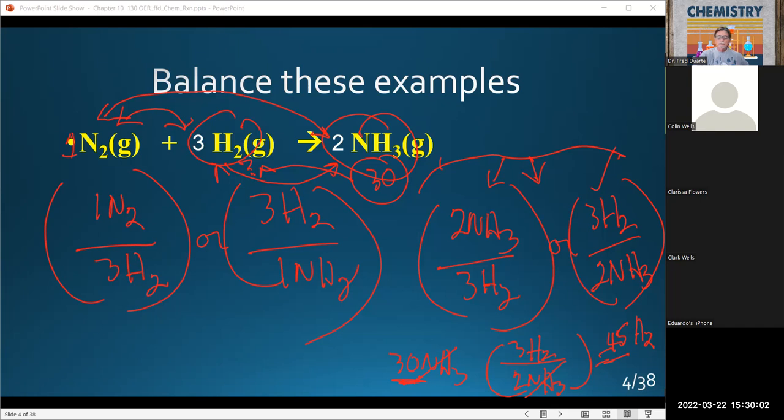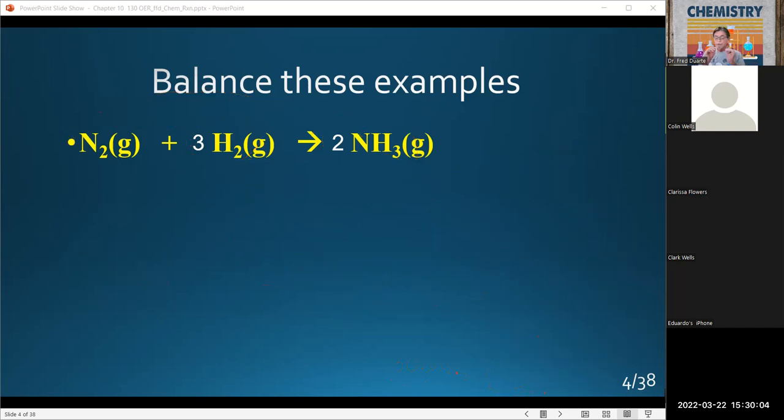Now notice we've just been talking about molecules, but the next step is that we can't say I need 10 molecules, because it's not like you can go to the lab and measure out 10 molecules, but you can go to the lab and measure grams. So we're going to talk about in the next few chapters how to go from molecules to grams.